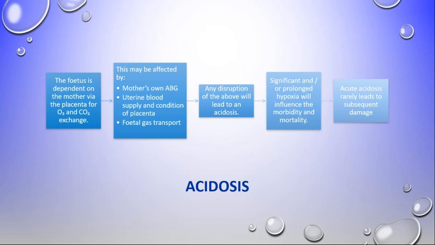So if the mother has pneumonia, COVID, HIV, asthma, that baby's ABG will be affected while it's being carried by the mother. The uterine blood supply and the condition of the placenta is also important. If you have calcifications in that placenta, it is going to make the gaseous exchange difficult. Fetal gas transport could be a problem, and any of these will give rise to an acidosis.